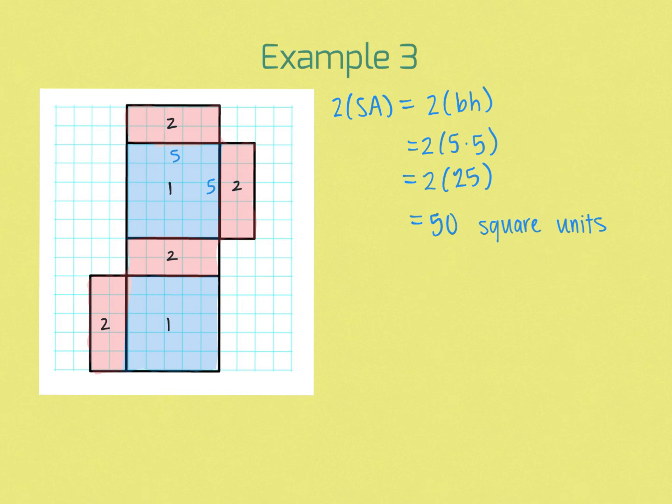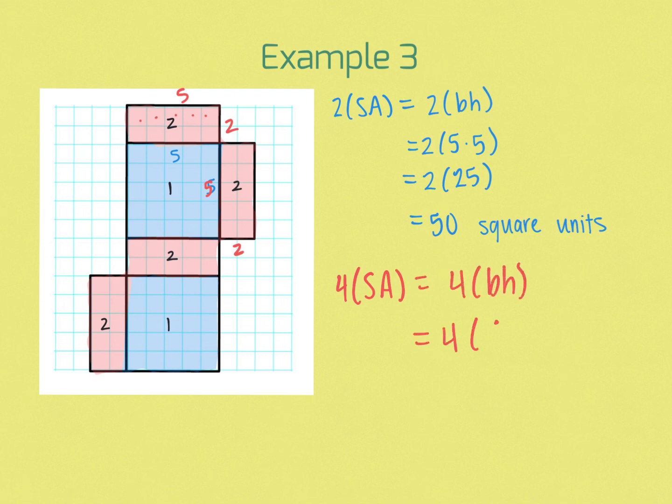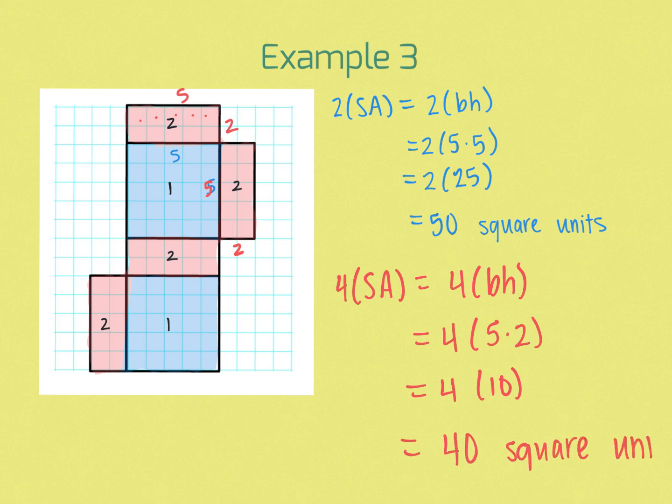And now we need to solve the surface area for our 4 rectangles. And we see that they have 1, 2, 3, 4, 5 by 2. And these are the same, 5 by 2. So now we will do 4 times the surface area, which is 4 times base times height. So we have 4 times 5 times 2, which is 4 times 10, and 4 times 10 is 40. So we have 40 square units.